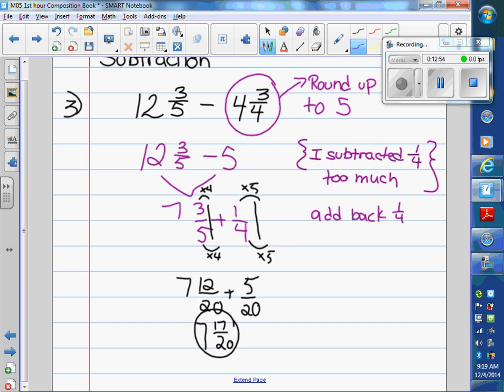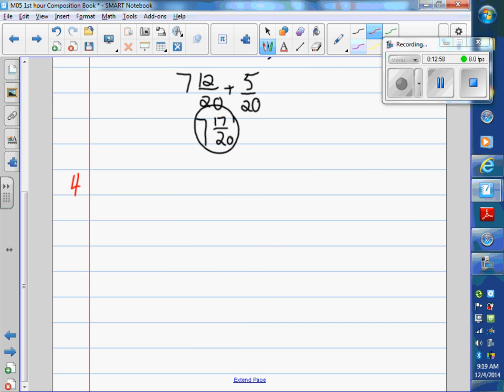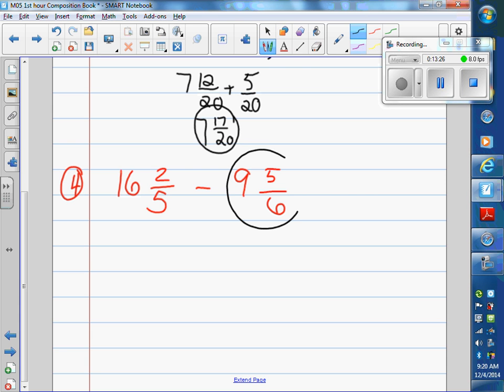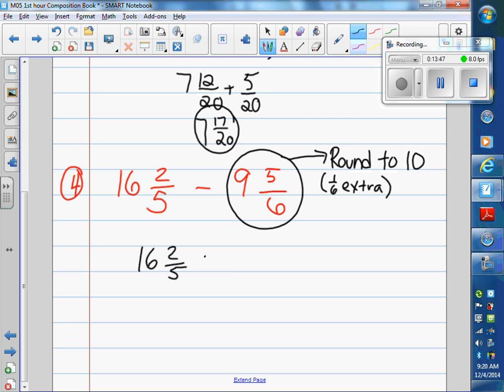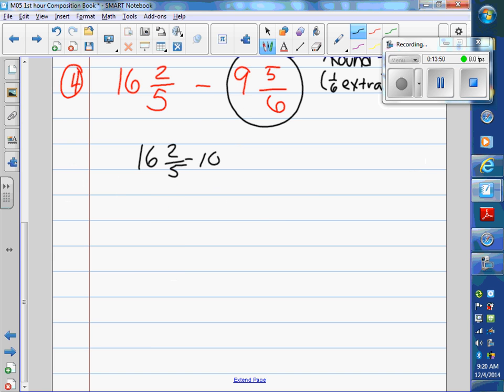So example 4. Let's just do another one. If I have like 16 and, let's say, 2/5, and I'm going to subtract 9 and 5/6. Let's do 9 5/6. What's my first step? Yeah, Jackson. You round 9 up to 10, which is 1/6 extra, right? Okay. So round to 10. So 16 take away 10 is super easy. What's 16 take away 10? 6. So it's 6 2/5.